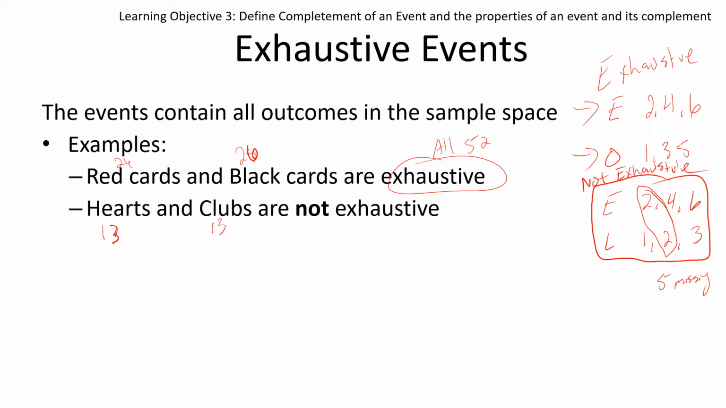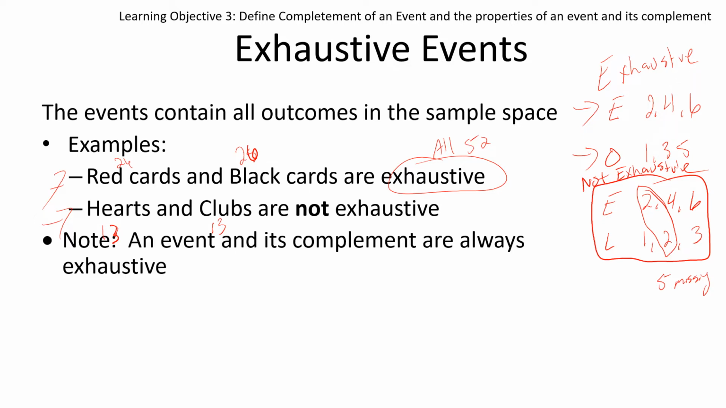There doesn't only have to be 2 events that we're looking at. We could be looking at just 1 event. We could be looking at 2 events like we are with red and black, or with hearts and clubs. We could be looking at 4 events though: hearts, clubs, diamonds, spades. In that case, they would be exhaustive because they use up all of the possibilities.